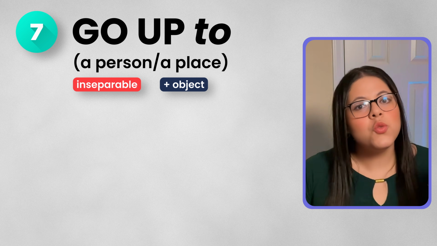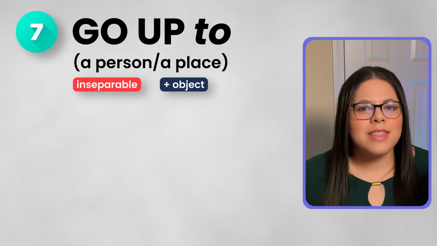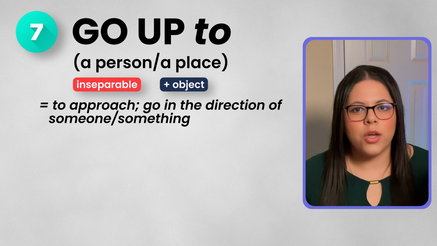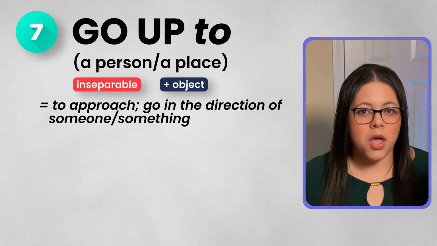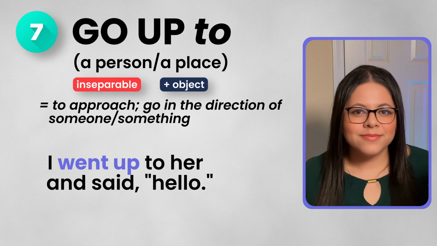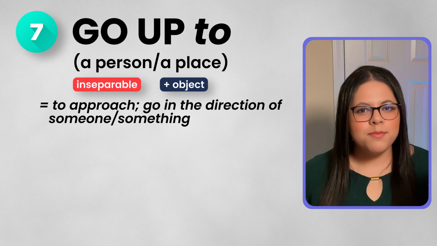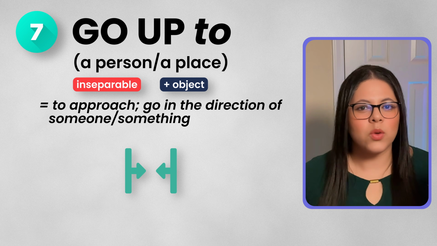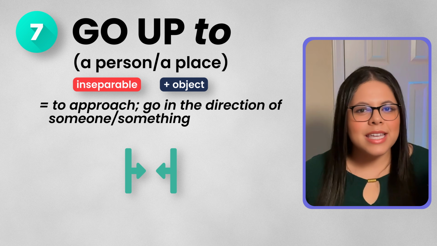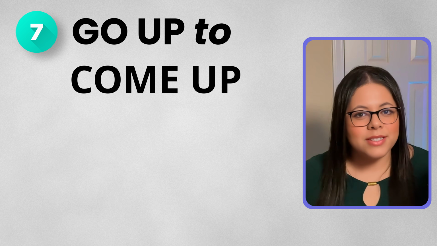Go up to a person or a place. If you go up to someone, that means you approach someone or you go in the direction of someone. I went up to her and said hello. The meaning of up in this context is really about being closer to someone or something. So this can help us understand other similar verbs like come up to someone.